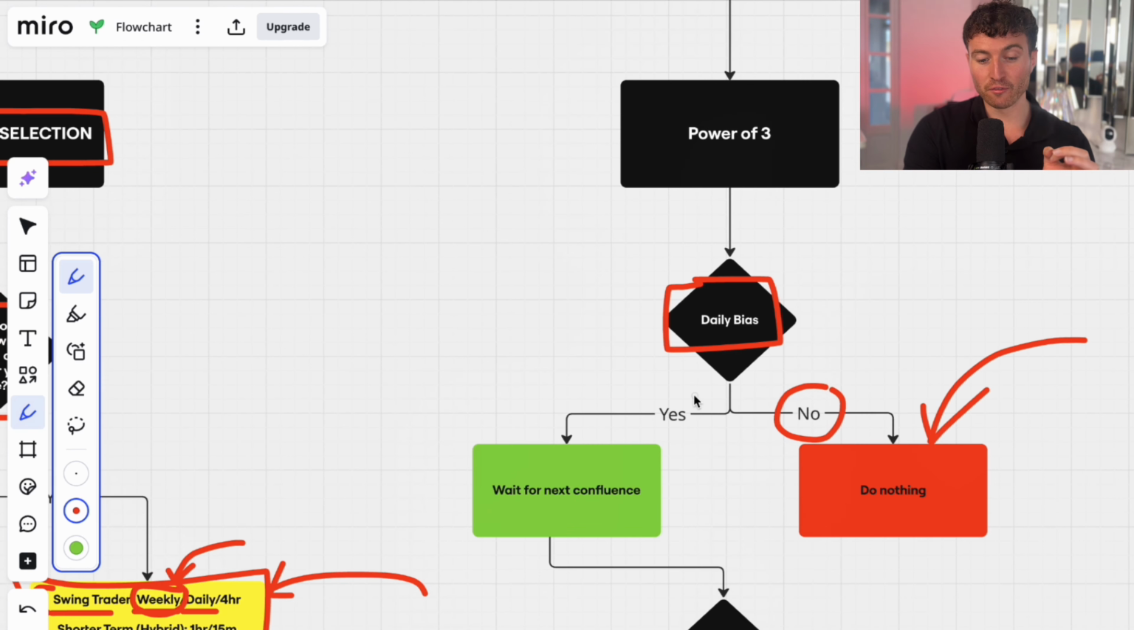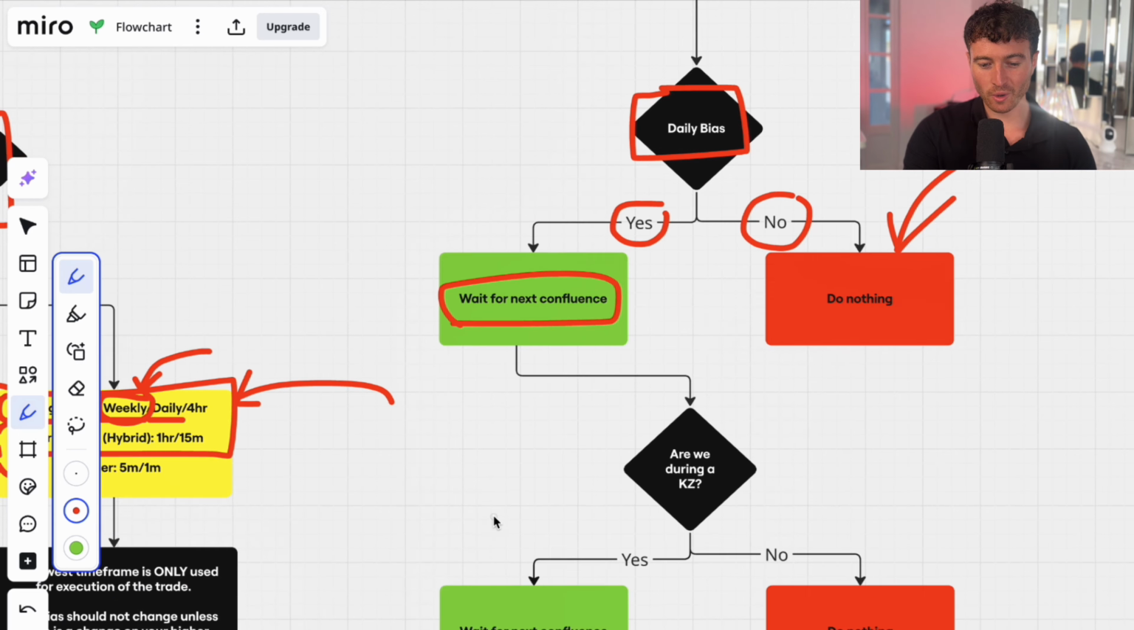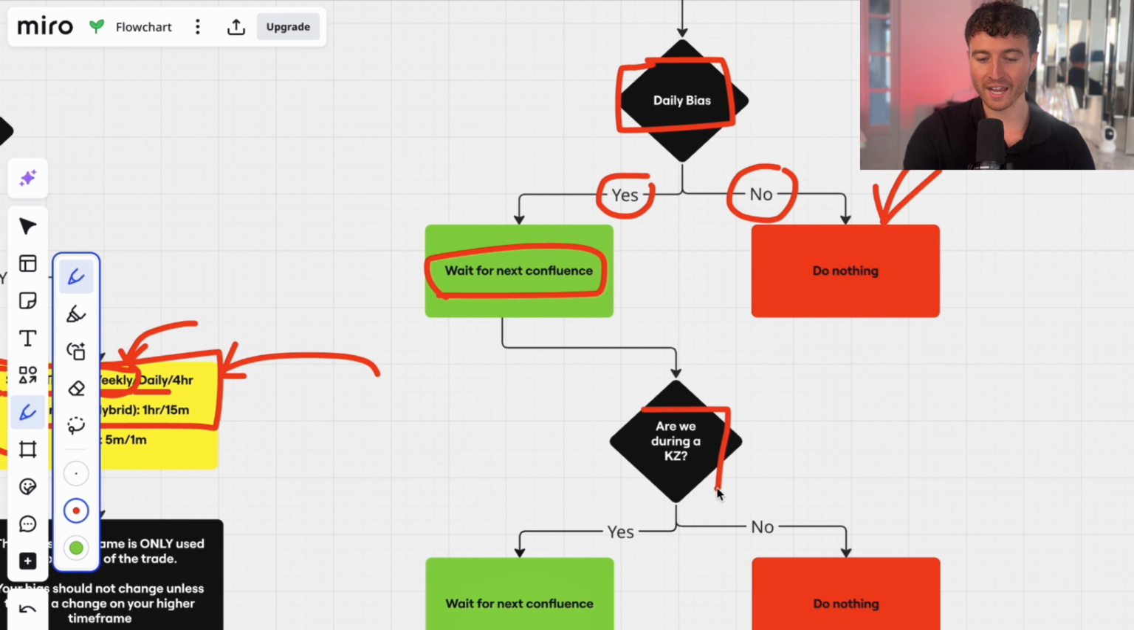You should only be executing trades when the market conditions are just right and when you have a clear daily directional bias. If the answer is yes and you do have a clear daily directional bias, you can start gearing up and looking for a trade. However, you still need to wait for the next confluence. The next thing that you need to ask yourself is, are we during a kill zone?